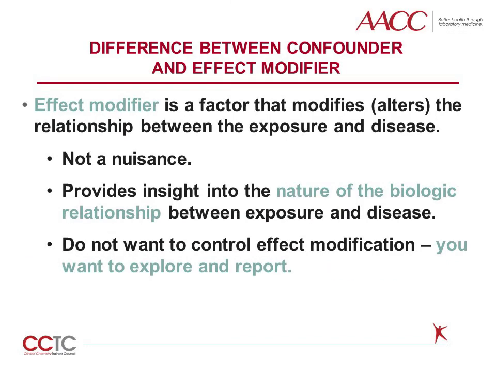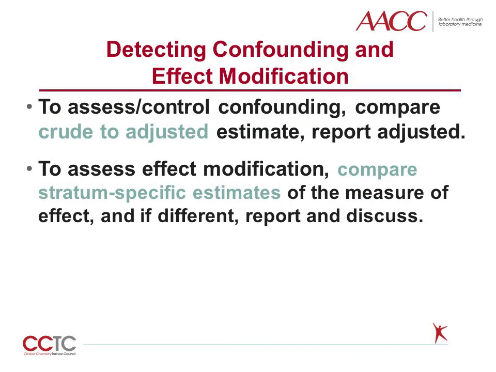So the difference between a confounder and effect modifier: an effect modifier is a factor that modifies, alters the relationship between the exposure and the disease. This isn't a nuisance like confounding is. This is actually insight into the nature of the biologic relationship between the exposure and the disease. You don't want to control effect modification. You want to explore it and report it.